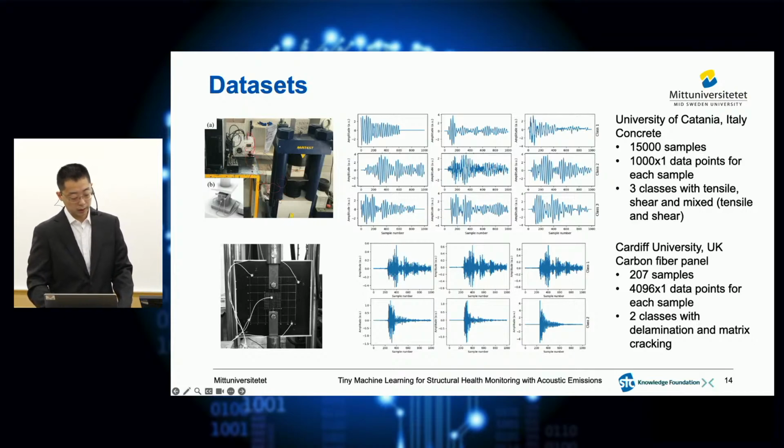And the carbon fiber dataset is from Cardiff University. It only has 207 samples. The original data sample is 4,096 by 1. And there are only 2 classes: delamination and matrix cracking.